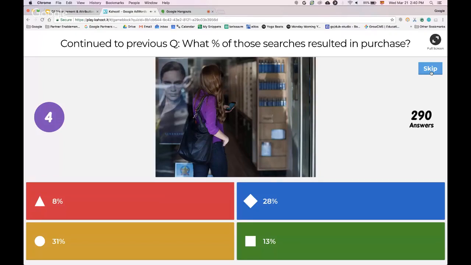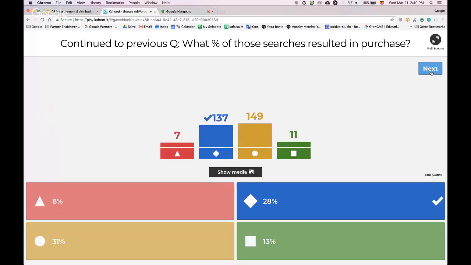Let's give you a couple more seconds to decide. We're almost there. 3, 2, 1, and done. It is 28%. It is fantastic to know that all the activity you're carrying out online is actually bringing people to the store and getting them to buy your product or service.